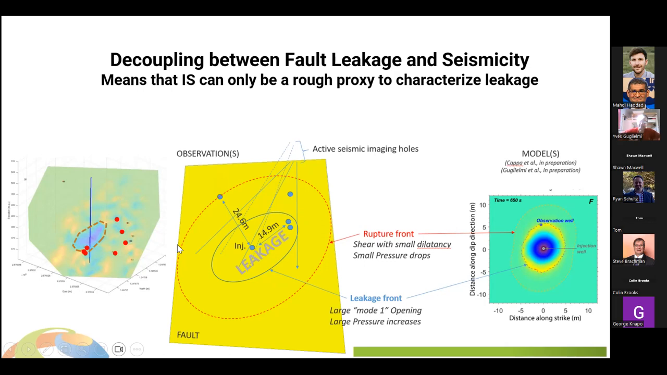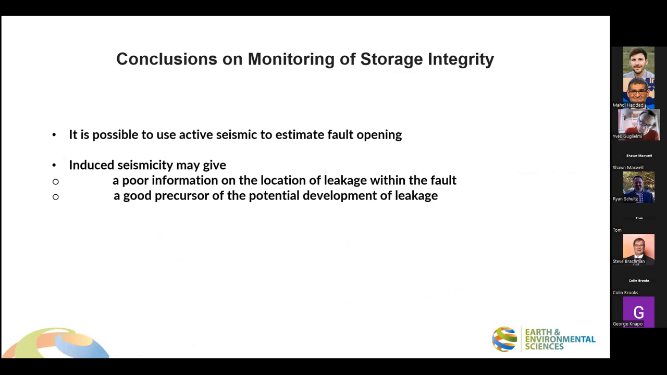So some conclusions here. As I said, it is possible to use active seismic methods to estimate fault displacements. And for induced seismicity, it's maybe not new that seismicity is not exactly located where leakage is occurring, so we must take this information with caution. But it's also interesting to see that, at least in the case of this low permeability fault, you have first to rupture the fault to dilate it and then allow the fluid to penetrate. Then the microseismicity can be a proxy or precursor of a potential leakage development in that given fault.